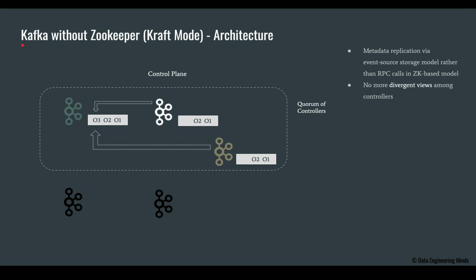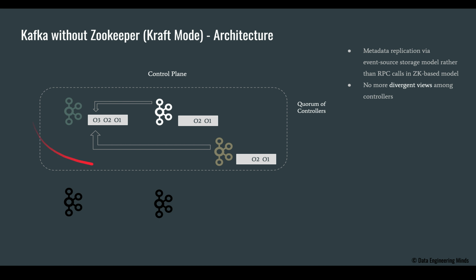Also, in the old architecture, that is the Kafka which runs with Zookeeper, the metadata replication is done by means of RPC calls. That is, the metadata will be stored only inside the Zookeeper, and then the controller will load the metadata from the Zookeeper or replicate the metadata from the Zookeeper by means of RPC calls. Whereas in this new architecture, we will not have only one controller, but we will have a quorum of controllers, and all these controllers will take part in this metadata replication by means of the event source storage model, which is what we discussed so far.